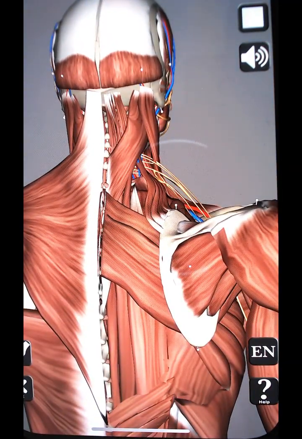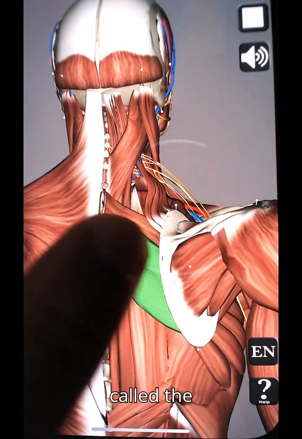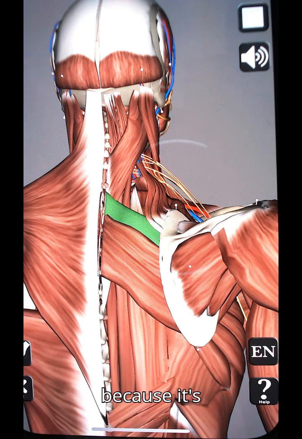Our next muscle up after the lat is our rhomboids. Now we've got a rhomboid major here. It's called the major because it's bigger. We've got the rhomboid minor because it's smaller.